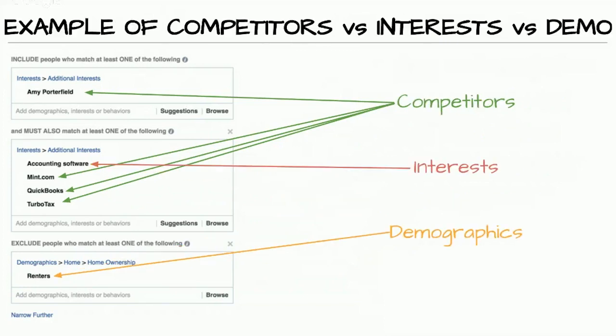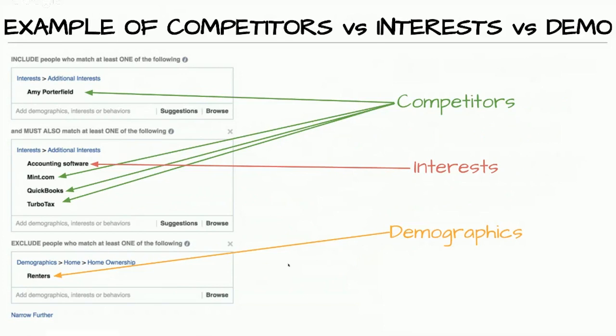So to delve a little further into this, an example of competitors versus interest versus demo. Obviously, Amy Porterfield is a competitor because she's a person that sells something. She's an actual brand. So is Mint, QuickBooks, and TurboTax. Interests would be accounting software. And demographics would be renters. Now, just to clarify, competitors are always fact-based and interests are always algorithm-based. But demographics can be fact or algorithm-based.